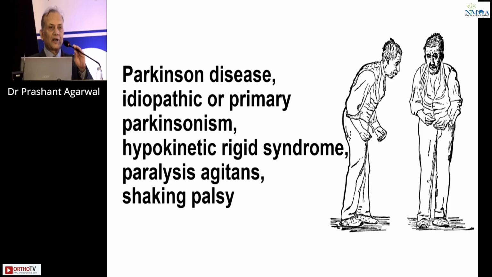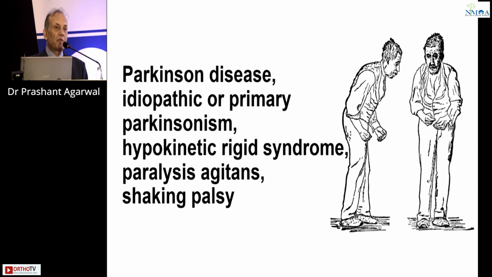Now, if we know this Parkinsonism, it has various synonyms like idiopathic or primary Parkinsonism. It is also called hypokinetic rigid syndrome, paralysis agitans, and shaky palsy. These all will tell us about the neurological status of this particular group of patients. And if these patients have a fracture neck femur, then because of the associated neurological complications in these patients, we have to plan the treatment.